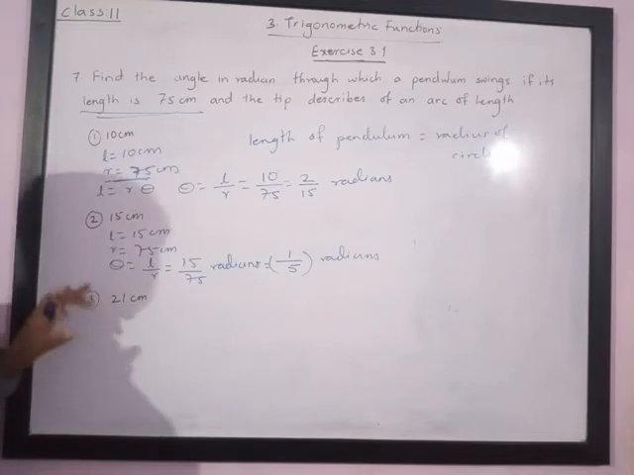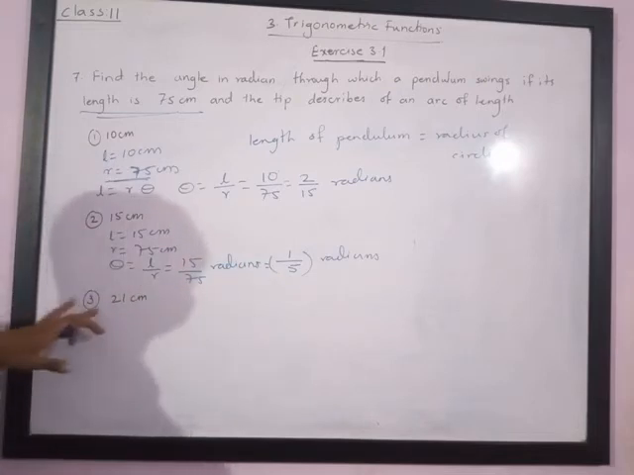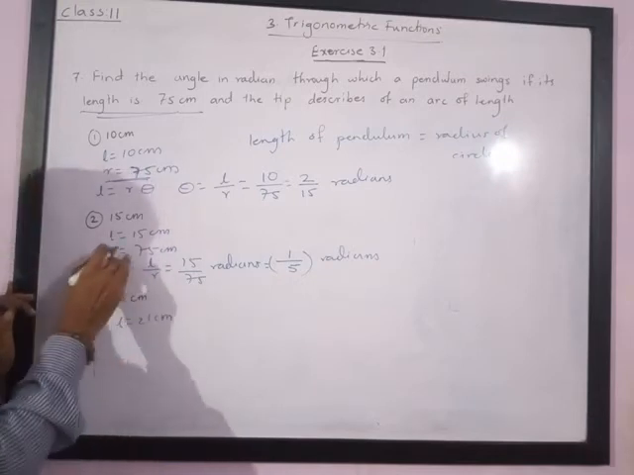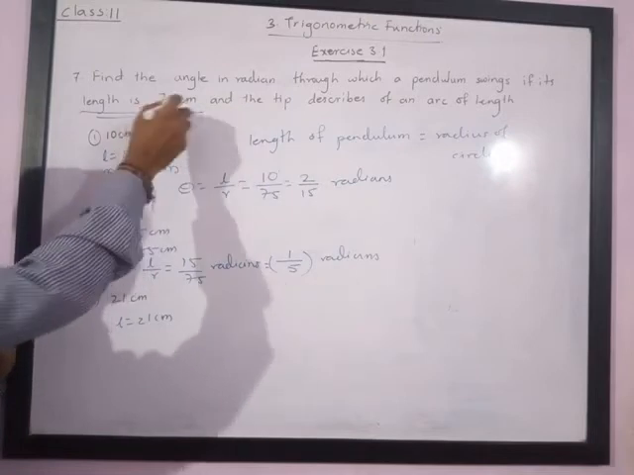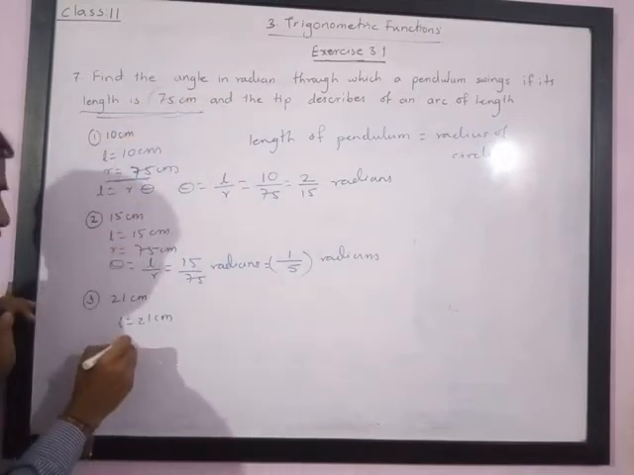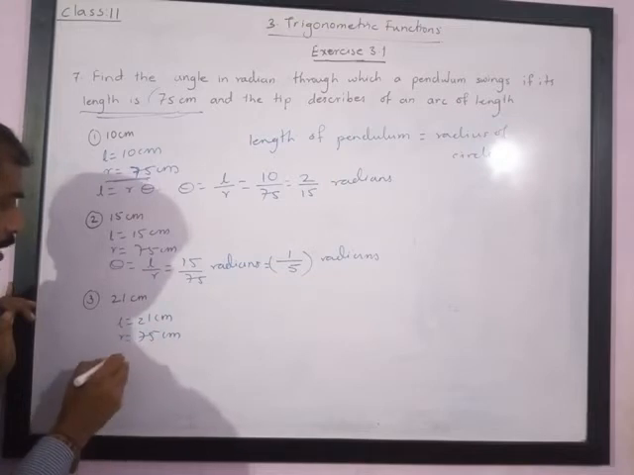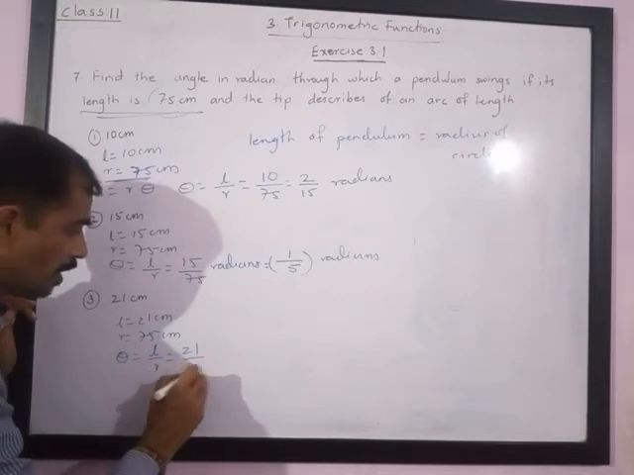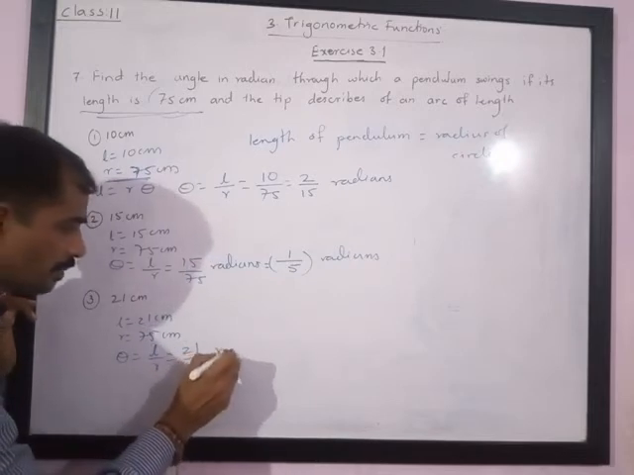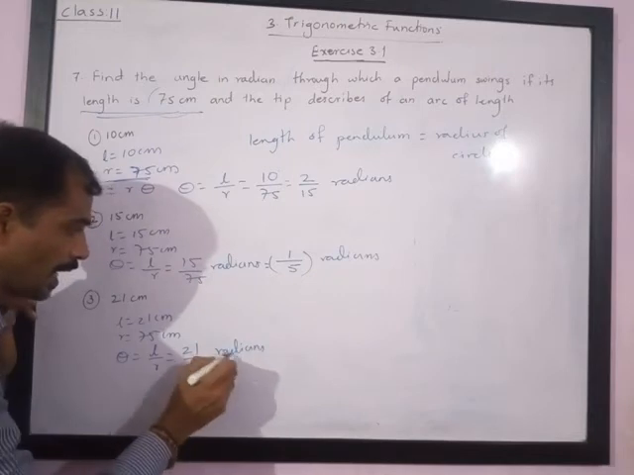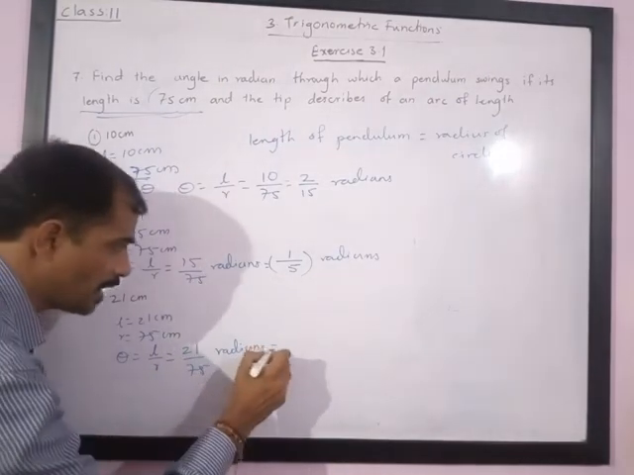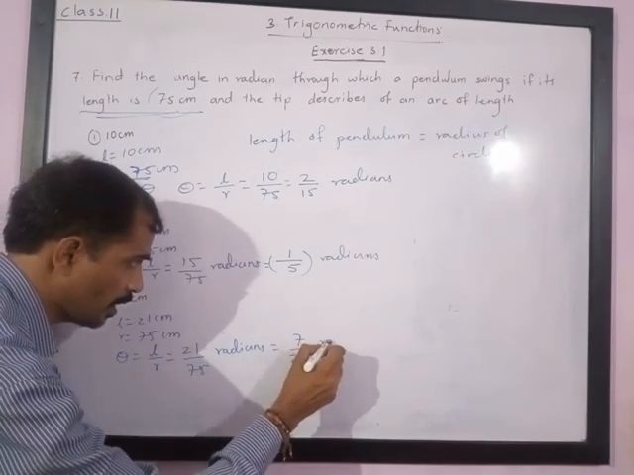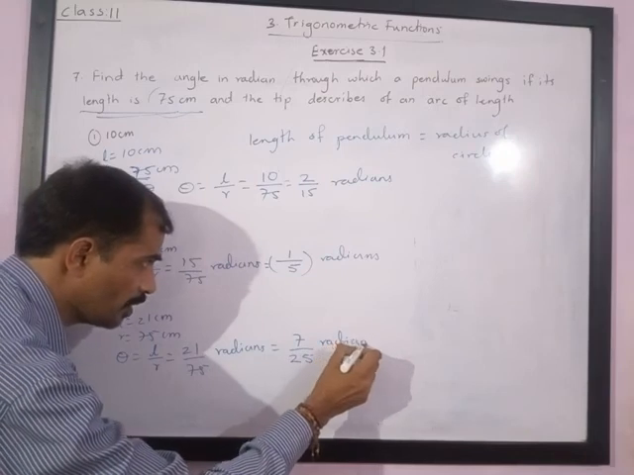And the third part of the question is, in this case, length described by an arc is L is equal to 21 centimeters. Radius is equal to length of the pendulum. Same pendulum is there, so radius is equal to 75 centimeters. And we have the identity theta is equal to L upon r. So this becomes 21 upon 75 radians. Again, you will notice this number is reducible. 3 7s are 21, 3 25s are 75. So 7 upon 25 radians.